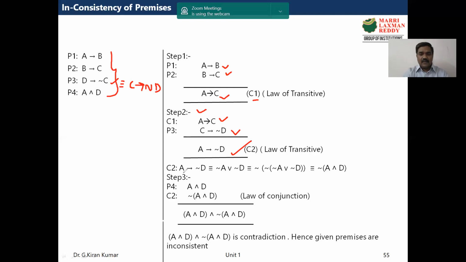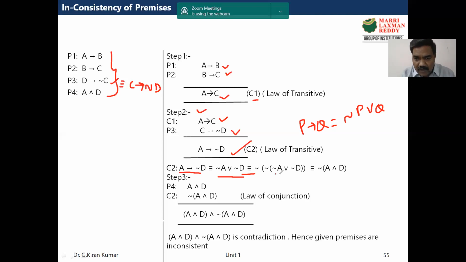Fine. Now observe carefully, this is a tricky one. A implies negation of D, I got the conclusion. So this is logically equivalent to negation of negation of (negation of A or negation of D). Why? We know that P implies Q is logically equivalent to negation of P or Q. We already discussed this formula. So as per this formula, A implies negation of D can be written as negation of A or negation of D.